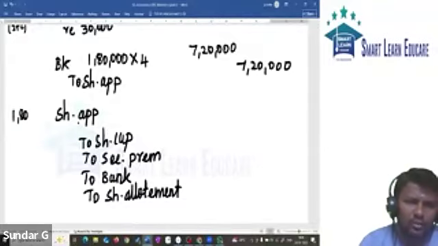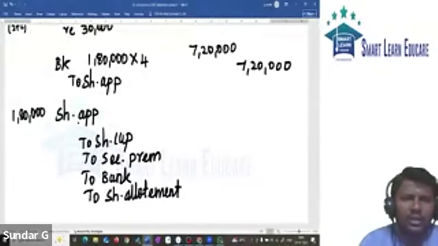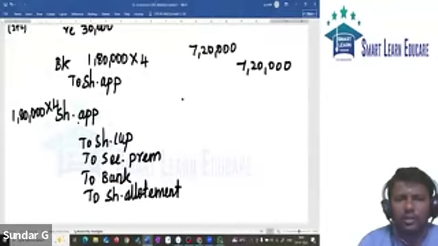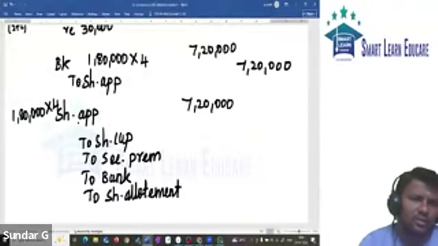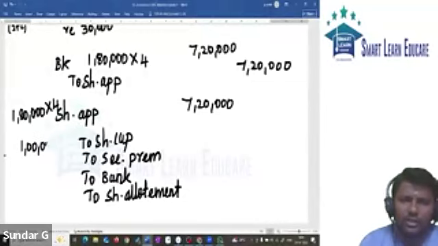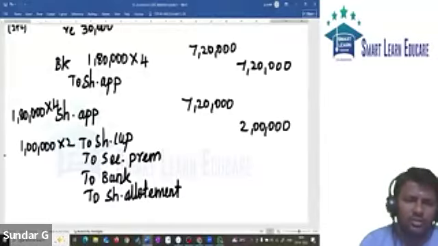What is the amount we collected? 1 lakh 80,000 shares at 4 rupees. 1 lakh 80,000 into 4, we collected 7 lakh and 20,000. We can transfer only 1 lakh shares to share capital. 1 lakh into 2 rupees, we can transfer to share capital. 1 lakh into 2 will give you 2 lakhs. Also some amount towards securities premium.